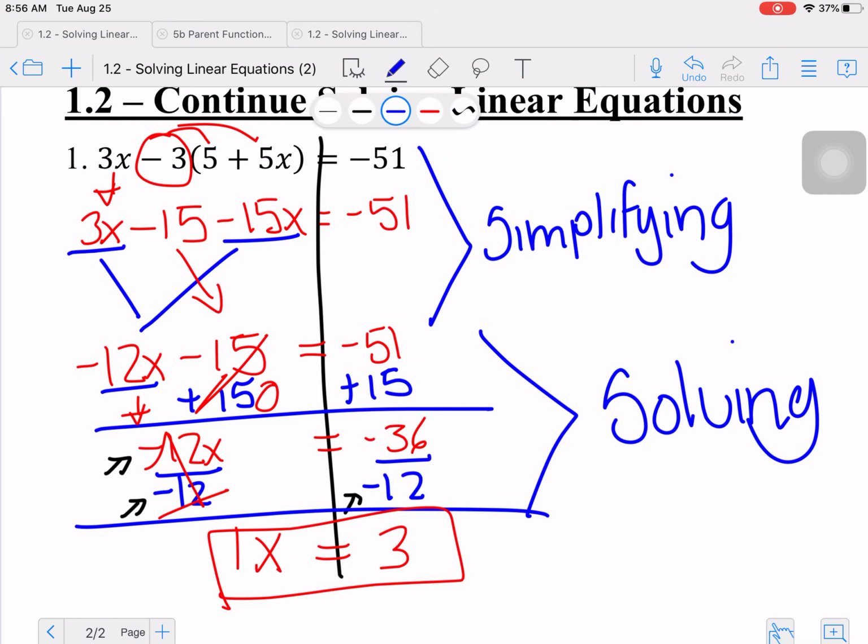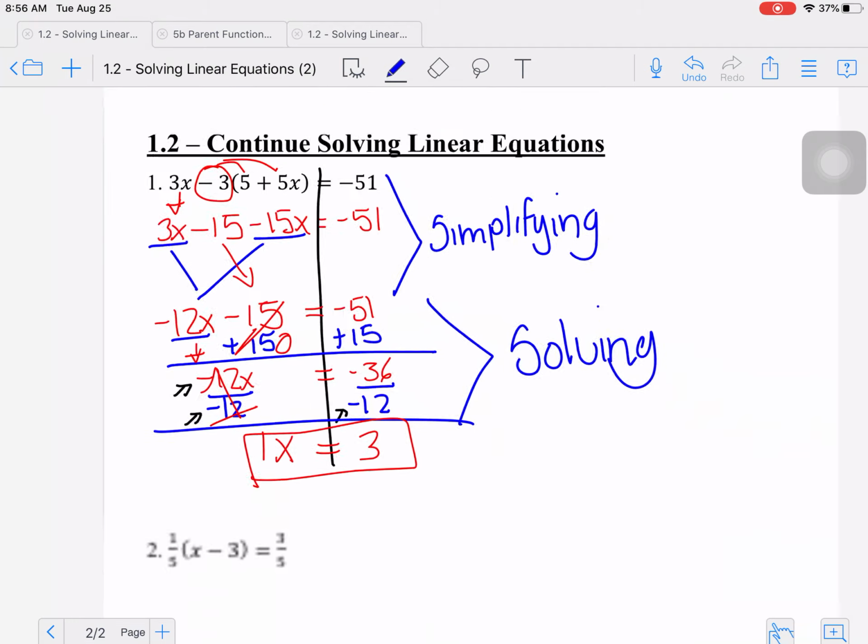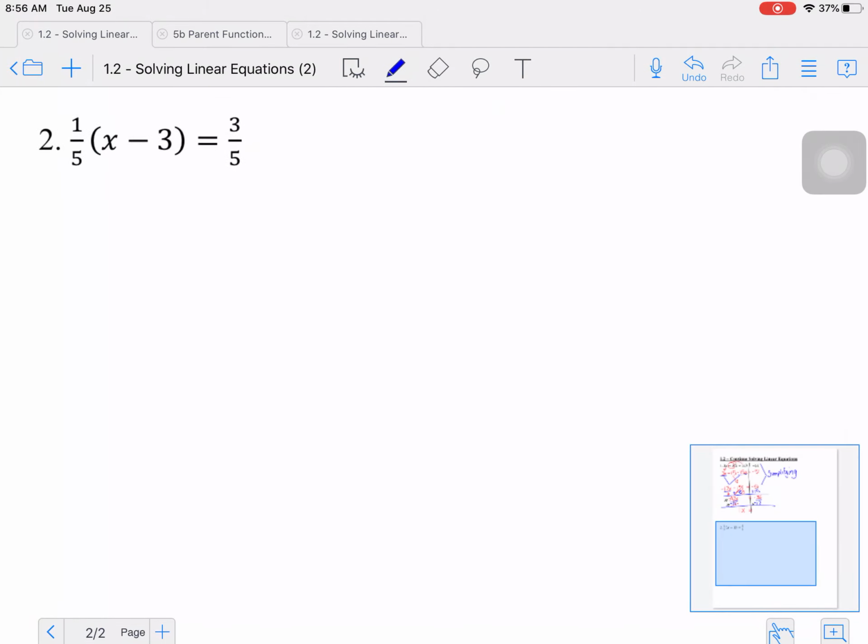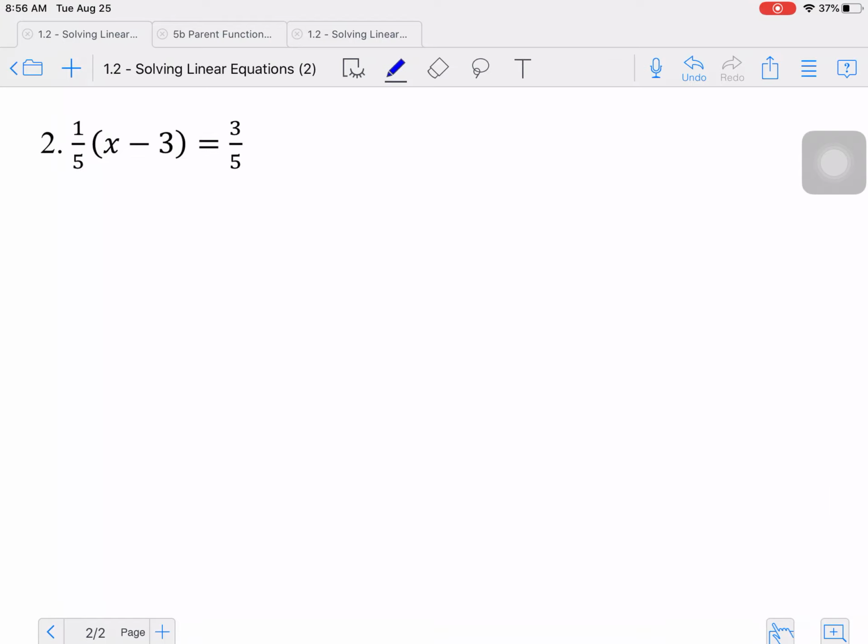Perfect. All right, I got one more problem for you. Now, we got example number 2, and as soon as you see it, you get that kind of crazy feeling of, man, I got to do fractions. All right, well, fractions are not that scary, and we're going to be using our calculator too to kind of help us out.